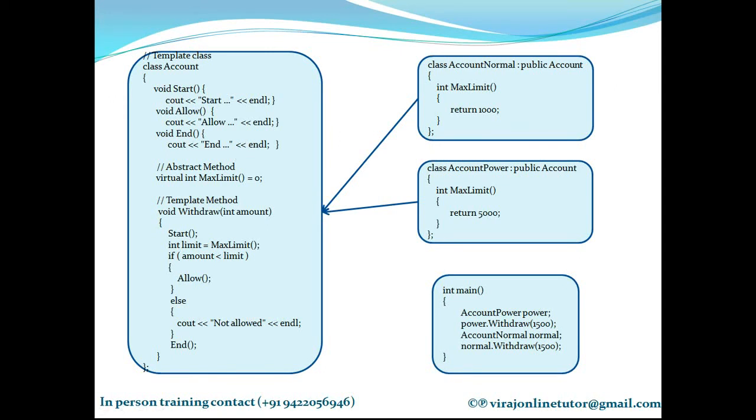So what's the learning here? Learning here is in template method the algorithm skeleton is fixed. But some of the steps you can defer it to the derived classes. I repeat, in template method the algorithm is fixed, but some of the steps you can defer it to the derived classes. So in the main, what I am doing, I am creating a power account and I am trying to withdraw 1500.